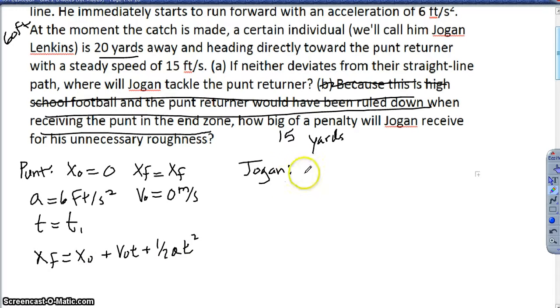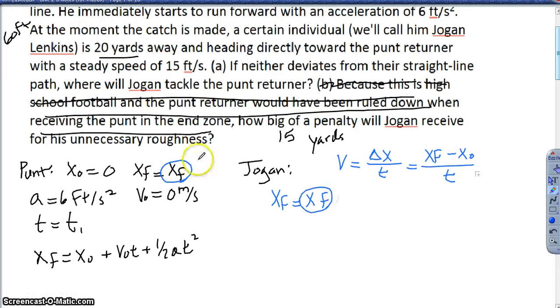Let's also go ahead and list out all the information for our other fellow here. First and foremost, we know that he's running at a constant velocity, and constant velocity is delta x over t. But again, I'm going to break that up into the final minus the initial all over t. So let's list what information we know. We don't know his final position, but we know that this final position would be the same as this one, because that's where they collide.